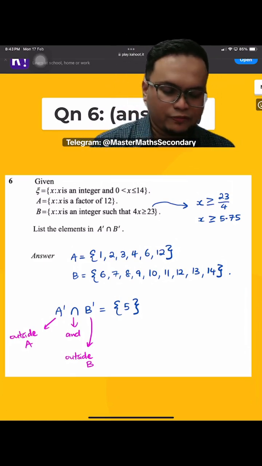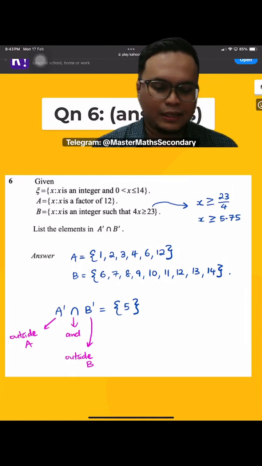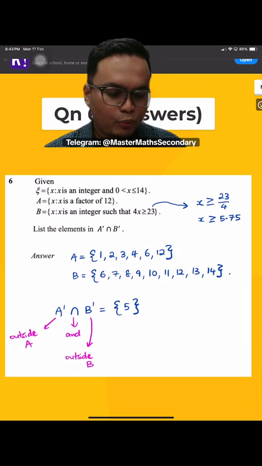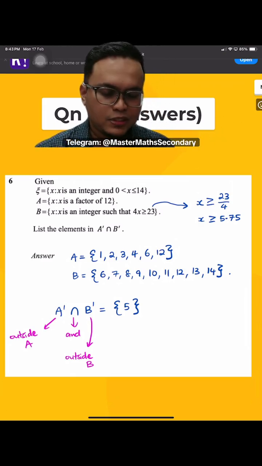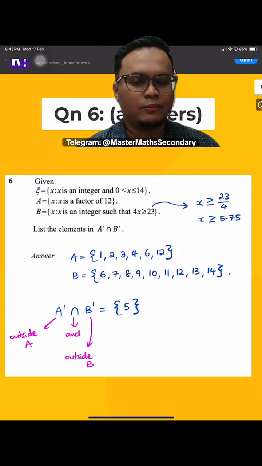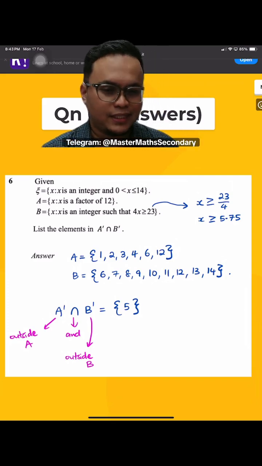Notice that we stop at 14 because 6 to 14 are numbers, like 15 would also be more than 5.75, right? But why don't we include 15? It's because 15 is not from the universal set. You can only use numbers from the universal set. Hope you guys can understand about the universal set.